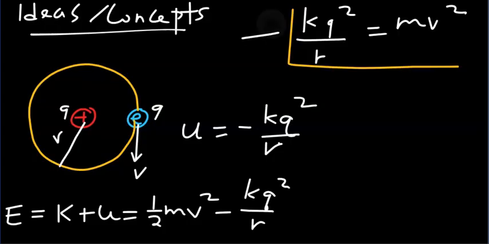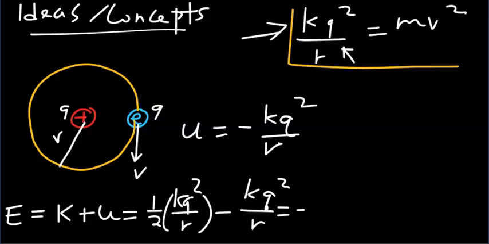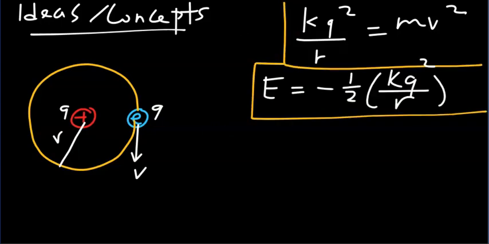Since we already find from this expression mv squared is all that, substituting that information in here, it becomes half k q squared over r minus k q squared over r. So the energy is half minus one, which is minus half, k q squared over r. We will record that result here for future use.